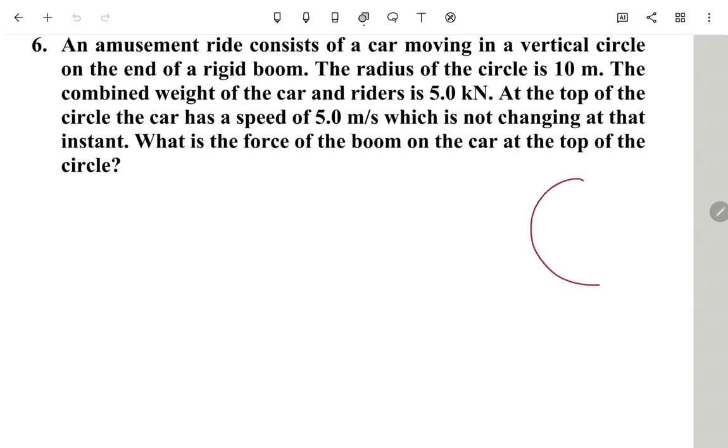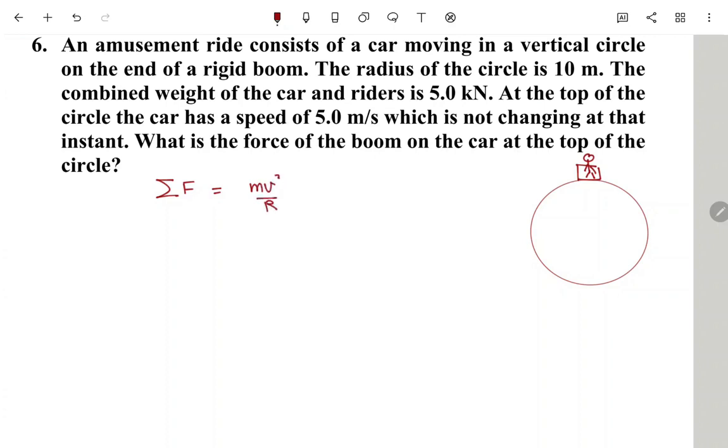So here's the situation here. And we have a car right here and passengers on this car like this. Now the question is, what is the force of the boom on the car at the top? Now we need to find the force exerted by the circular path on the car at this position. So sum of all forces equal to mv squared over r.